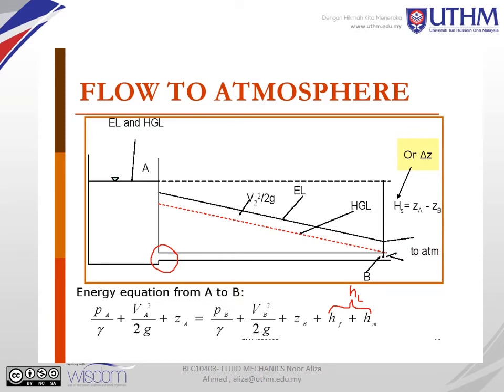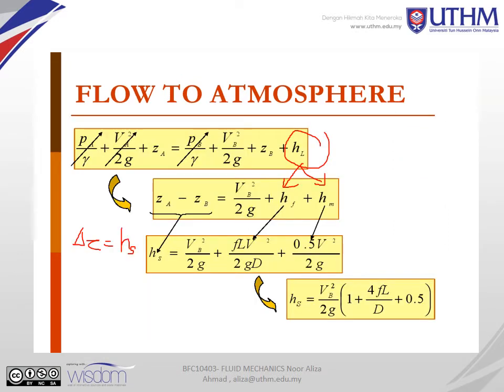Okay, at the entrance here, use the 0.5 V squared over 2g. HM, they give you the K, the K of the pipe, the friction coefficient of the pipe. So we use the 0.5.